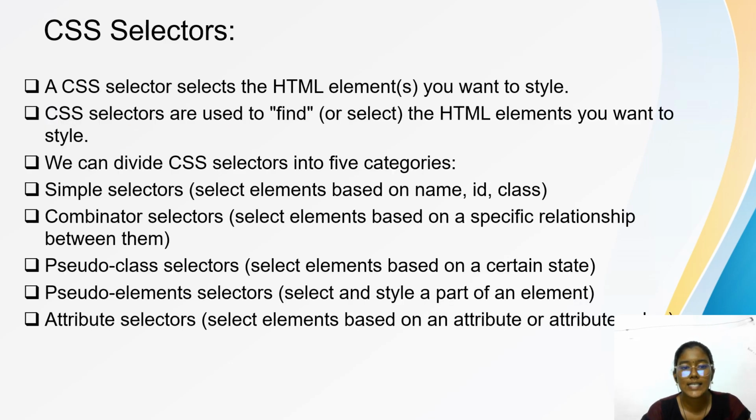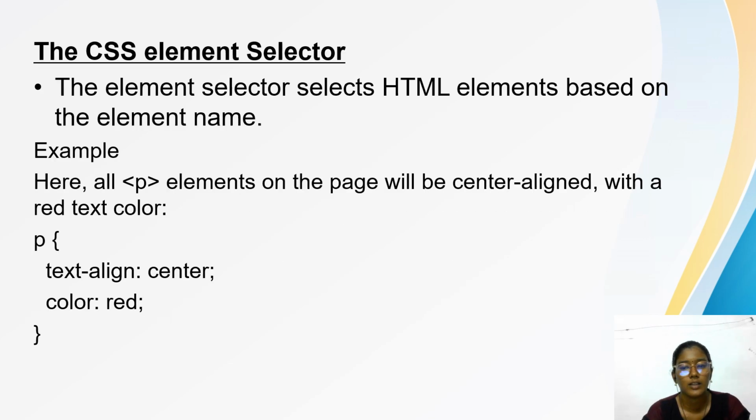CSS selectors. A CSS selector selects the HTML elements you want to style. CSS selectors are used to find the HTML elements you want to style. We can divide CSS selectors into 5 categories. Simple selectors select elements based on name, ID, class. Combinator selectors select elements based on a specific relationship between them. Pseudo class selectors select elements based on a certain state. Pseudo element selectors select and style a part of an element. Attribute selectors select elements based on attribute or attribute value.